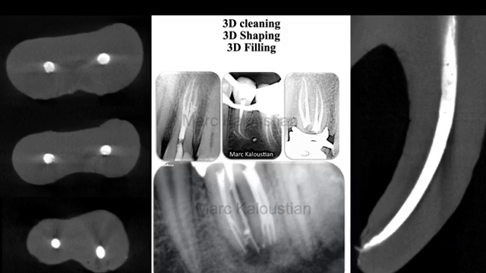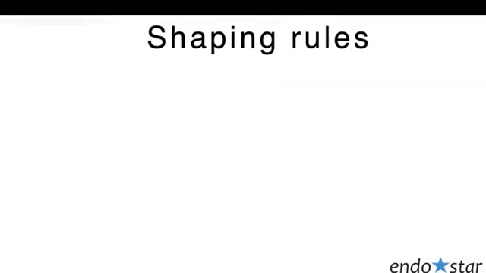So what we need to do is a 3D cleaning, a 3D shaping, and a 3D filling of the entire system. In the middle, you can see cases, and you can see on these cases how we were able to clean, shape, and fill the canal. And you can see also on the left and the right, micro CTs done on extracted teeth that we did to show how the filling should be tridimensional, how it should be dense when we do our filling. And this will depend on our shaping during the treatment.